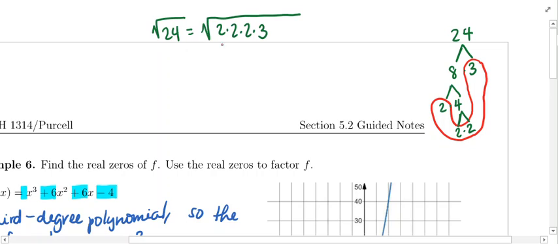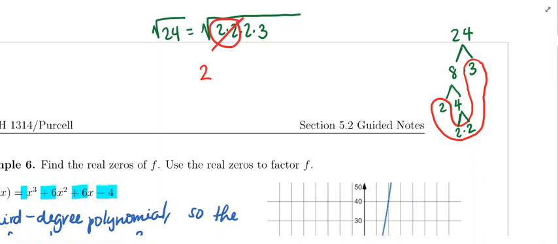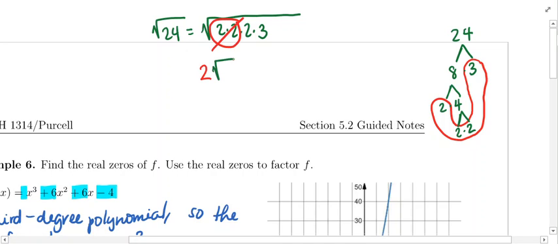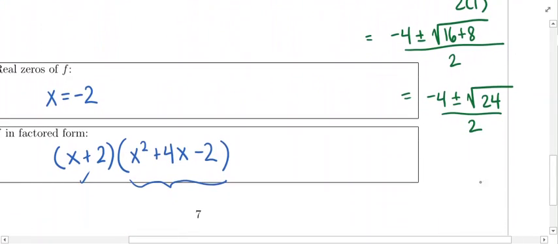And then remember what you need to do. You need to find a pair. I have a pair of 2's, scratch them out, 1 comes out, and underneath the radical sign there are no other pairs. So 2 times 3 stays underneath, and you end up with 2 square root of 6. The square root of 24 is the same thing as 2 square root of 6. So if we come down here, we get -4 plus or minus 2 square root of 6.